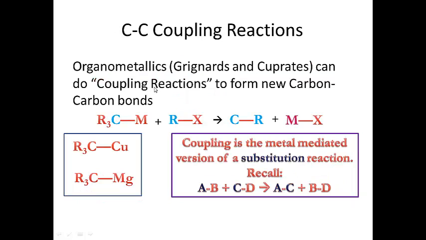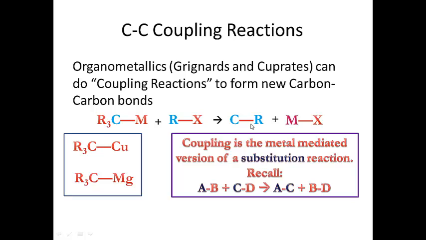Alright, so let's talk about what organometallics do, because they do what we call coupling reactions, where you can take an organometallic and react it with an alkyl halide. Again, this is my organometallic CM, and let's just say that my alkyl halide is RX, where R is carbon and X is a halogen. I can take these two and react them together and put C and R together in the product. That's called a coupling reaction.